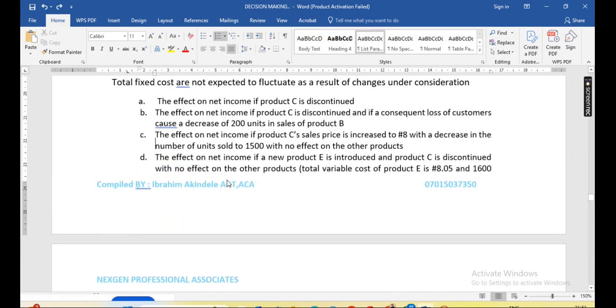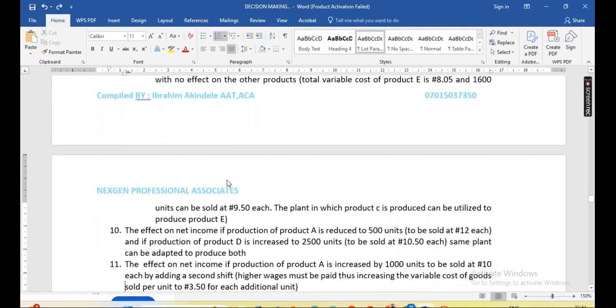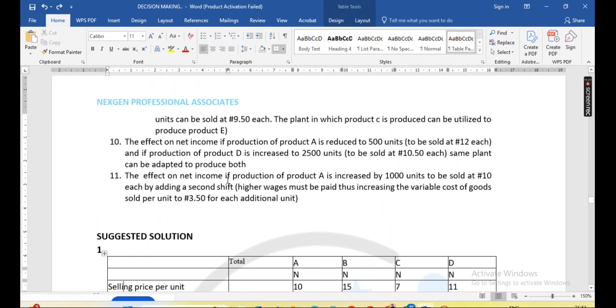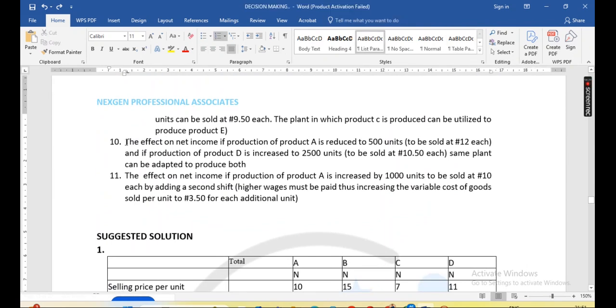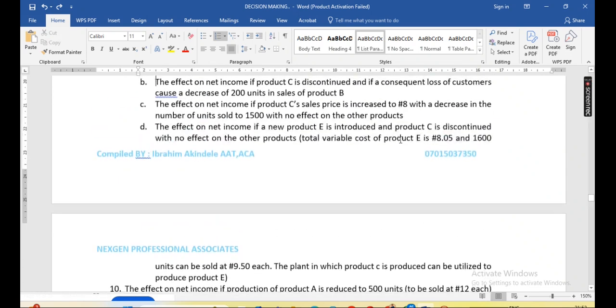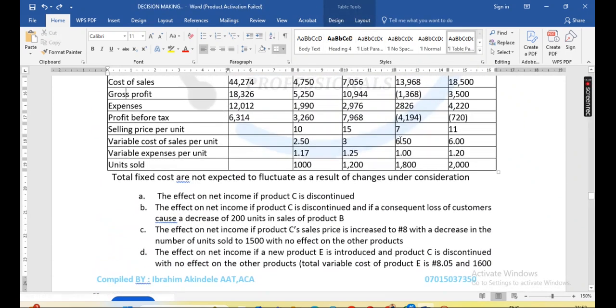So after D, you have E. Now, the effects. What will be the effects on net income if production of product A is reduced? You have reduced your production. Definitely your contribution will reduce. Initially, product A is producing 1,000 units.